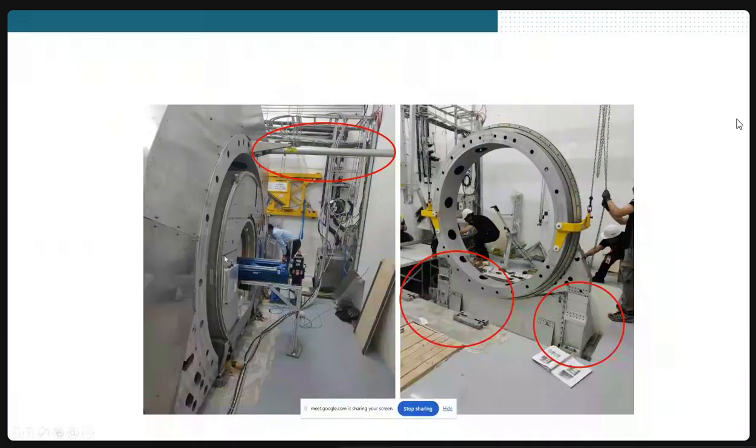And also, as I said, the machine has two independent machines. So you have the MRI here and you have the LINAC there. The MRI is fixed on the floor and the LINAC goes around the MRI.